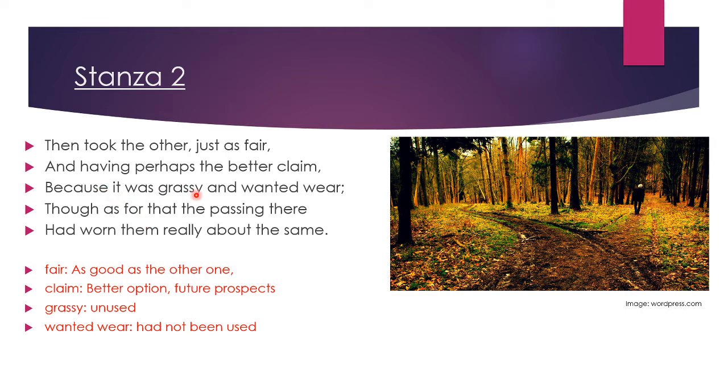And the poet then gives another reason why he chose that road, because it was grassy and wanted wear. So grassy here means that it was unused, and wanted wear means had not been used. So here it means that the road wanted people to walk on it. It was inviting people to walk on it. So, "though as for that passing there had worn them really about the same." So, the poet after a while feels that as far as walking of the people is concerned, both the roads had been worn out equally.